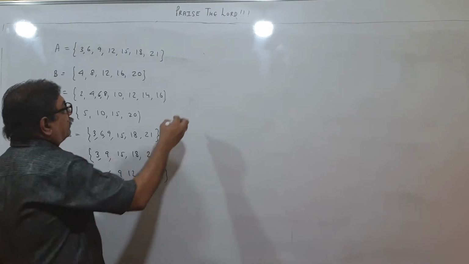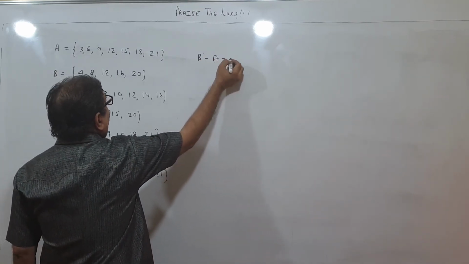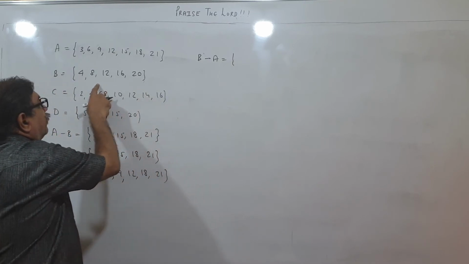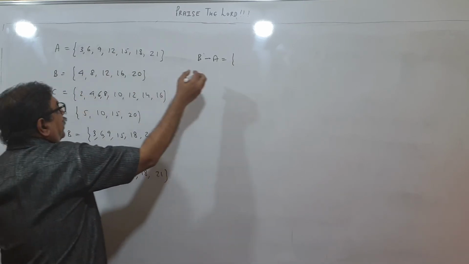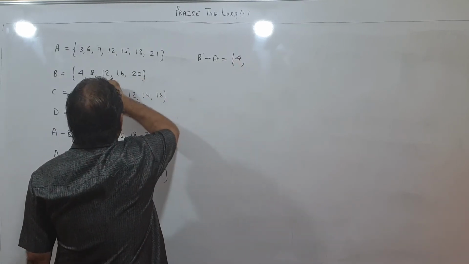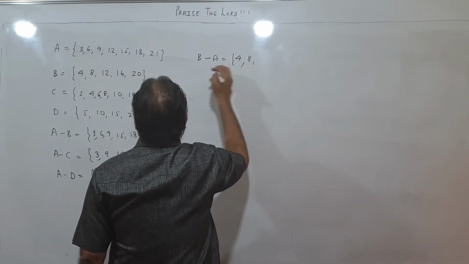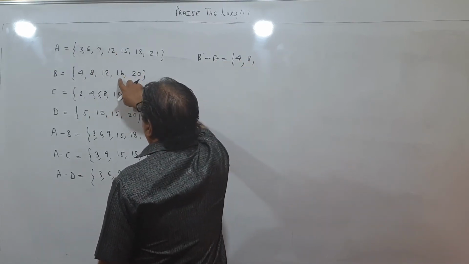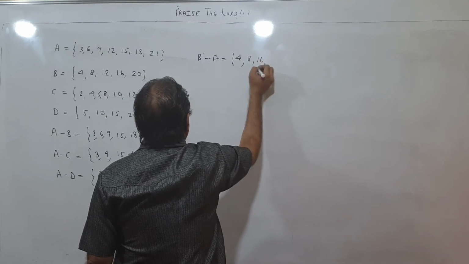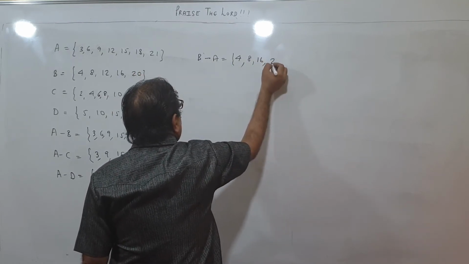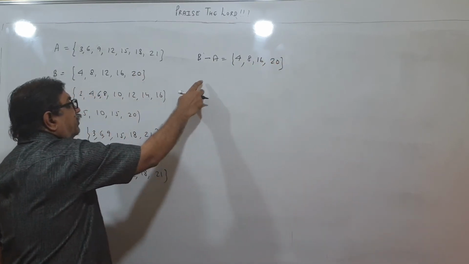Then B minus A means I will keep eye on B. 4 is not here, I can write. 8 is not here, I can write. 12 is here, I cannot write. 16 is not here, I can write. 20 is not here, I can write. B minus, I will look at B.